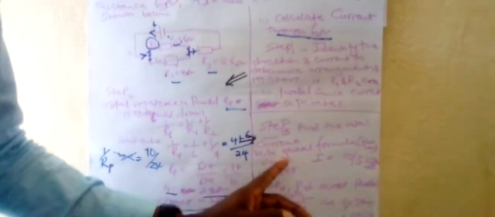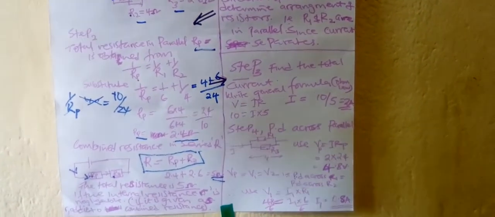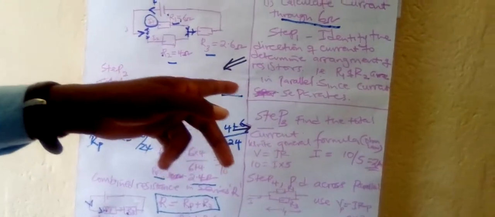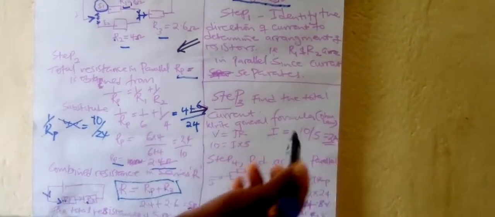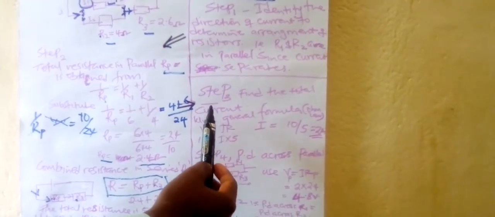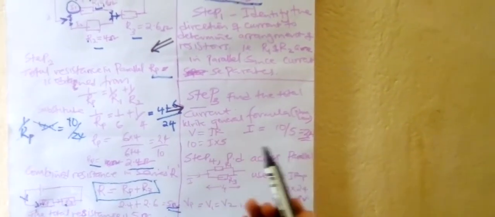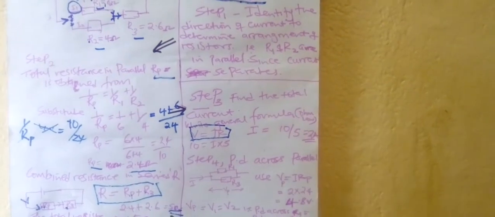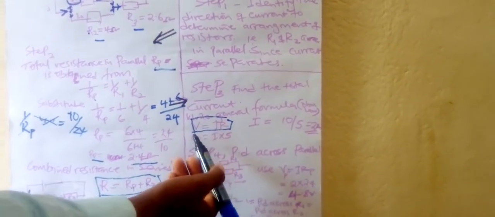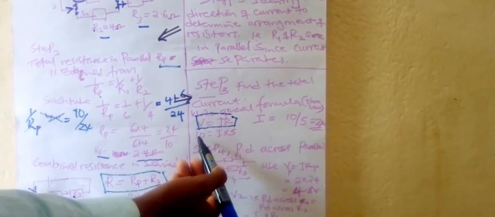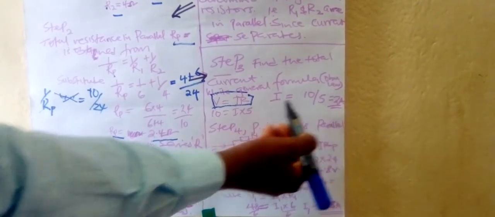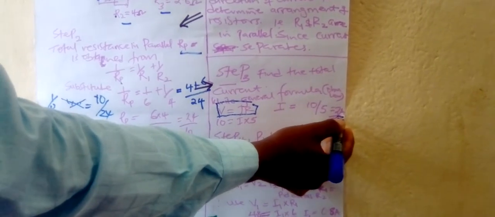Then step 3, after getting our total resistance, we get the total current. Remember, I want to get the current I1, but the route I'm taking, I need to get first of all the total current. How do I get the total current? I use the formula V is equal to IR. That is my general formula. So when I substitute in, I get V is equal to 10, then I is the one I want, times 5. So I get my current as 2 amperes.